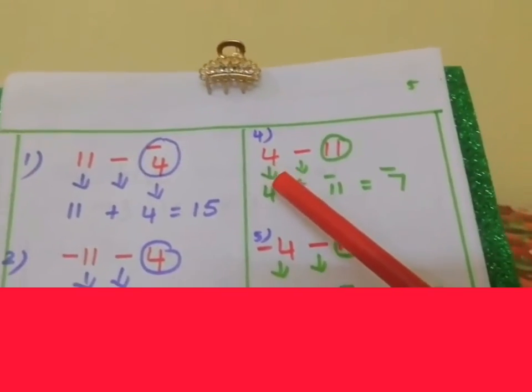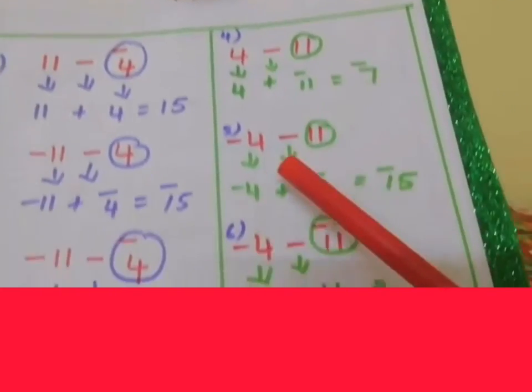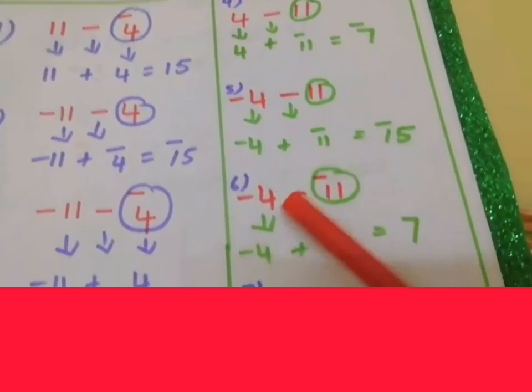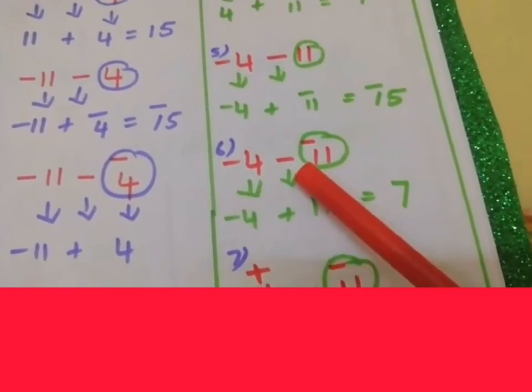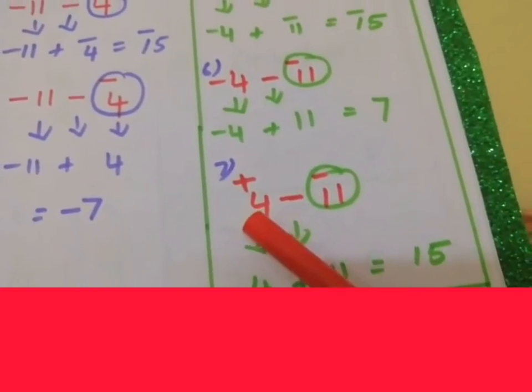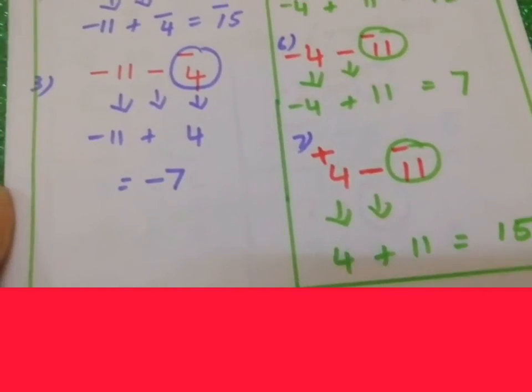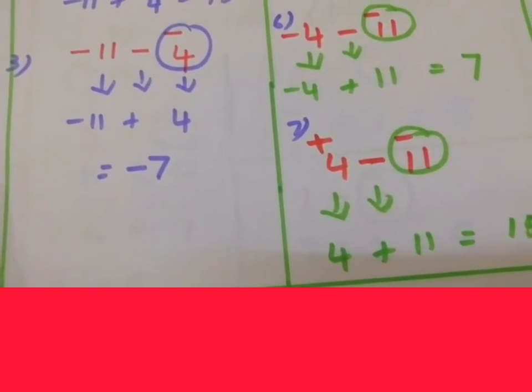Then the fourth question is 4 minus 11. Fifth one, 4 minus 4 minus 11. Sixth one, minus 4 minus 11. Seventh one, 4 minus 11. So in this way you also can select 2 digits and make 7 options. So it will be easy for you.